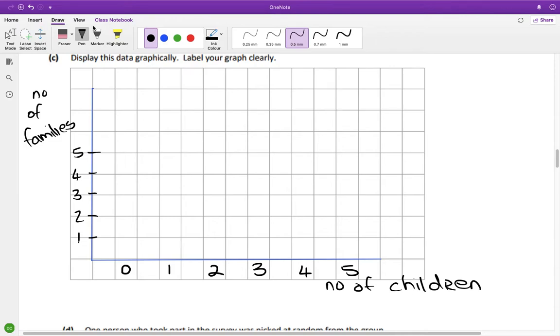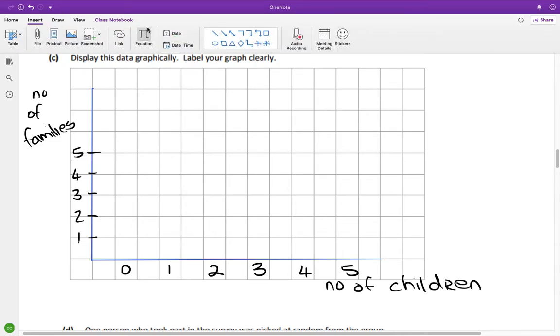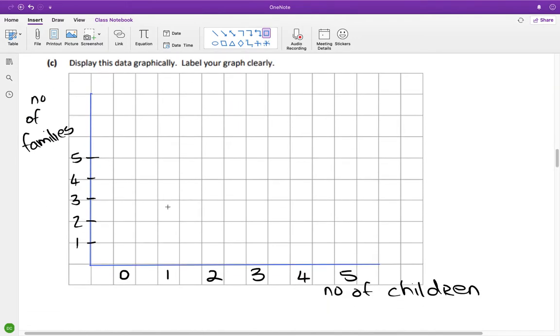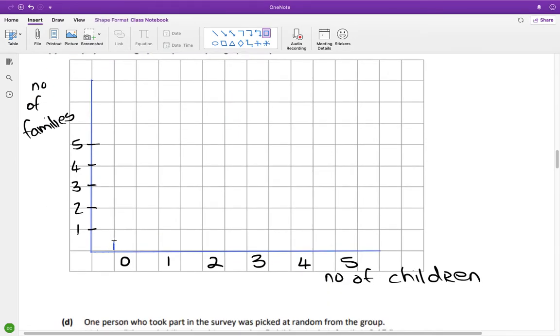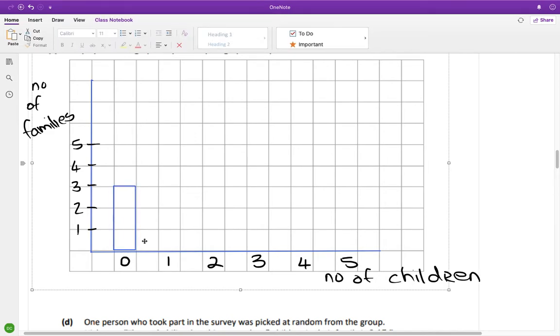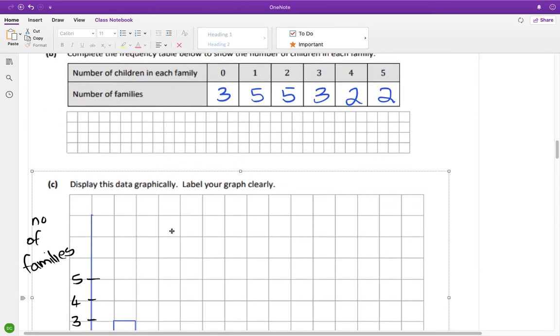Remember what I told you, that the bars had to be separate when you were doing a bar chart? I'll be able to do this, I wonder. Let's try. Okay, so how many families had 0? 3. Okay, so 3. It's not bad. So 3 families had 0 children. How many had 1? 5.